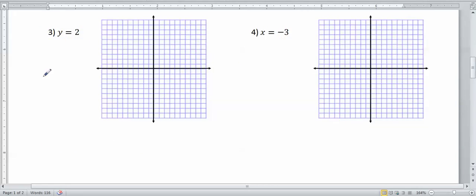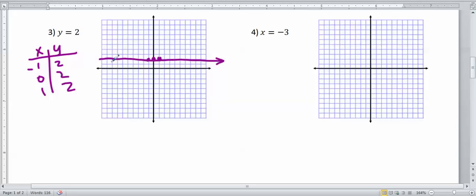Alright, so again, if I create a table of values, no matter what my x value is, my y value for y equals 2 is always 2. So I'm just going to plot 3 points, -1, 0, and 1. So x value -1, my y is 2, 0, y is 2, 1, y is 2. So look, if I draw the line through that, the graph is going to be a horizontal line through y equals 2.